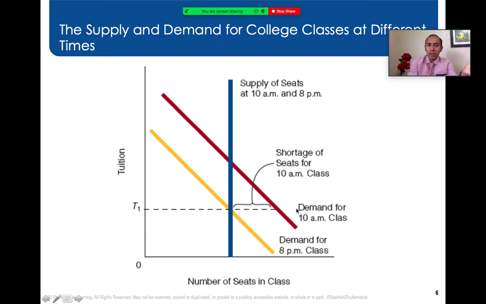class. That's the one with the shortage. There are not enough seats available. The one with the 8 p.m. class, everything's in equilibrium. Just take that class instead when there's a shortage, if you can arrange that to be the case.